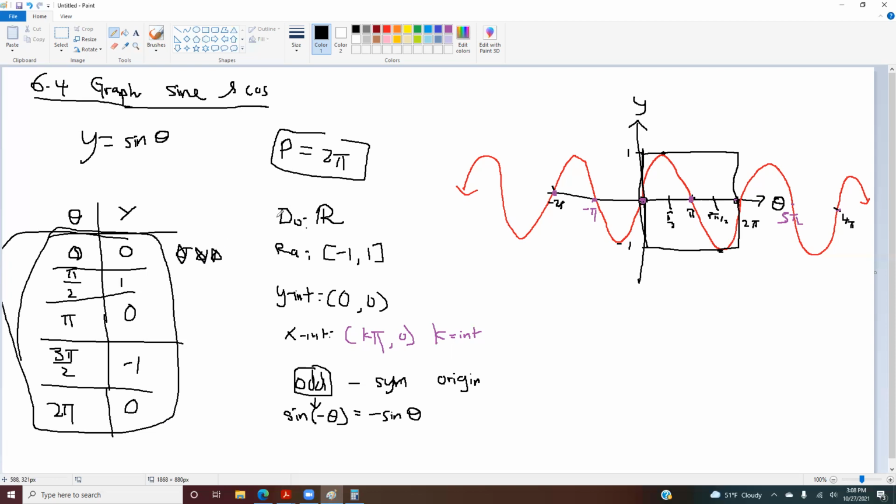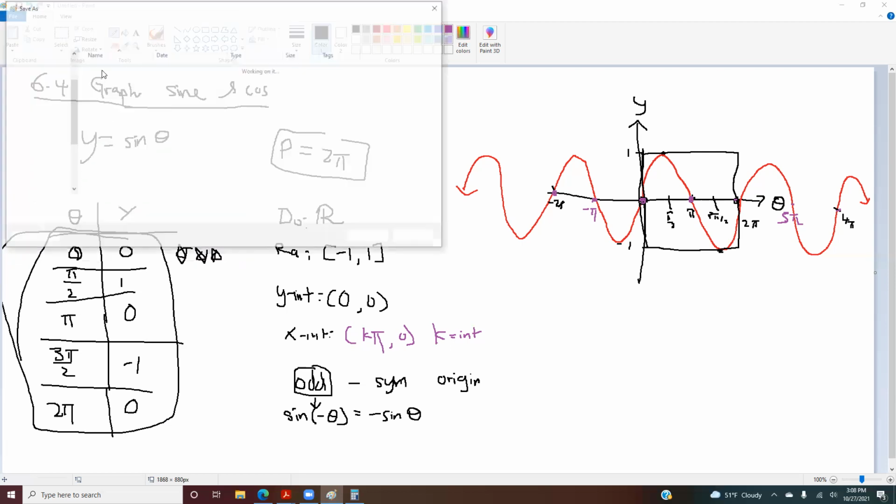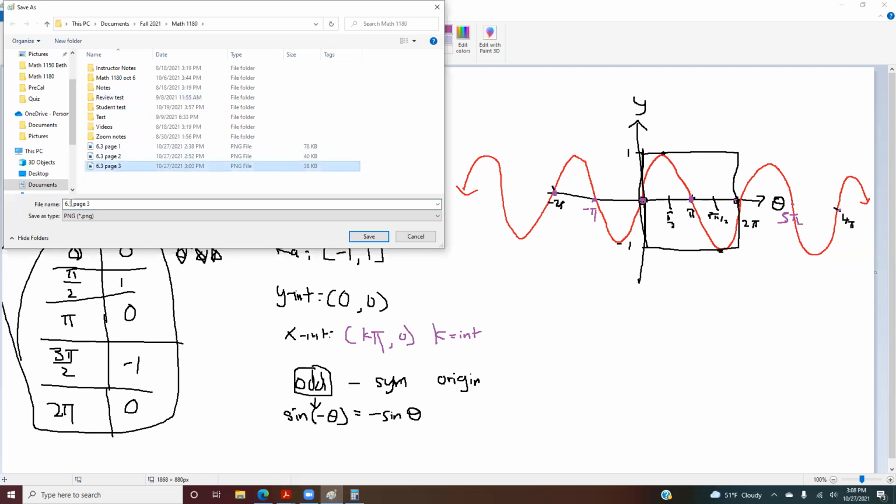Questions for me? I'm going to take attendance. Please type present in the chat. Anyone have any questions for me with the sine wave? This is a basic sine wave.